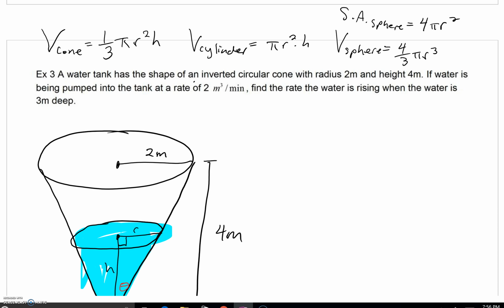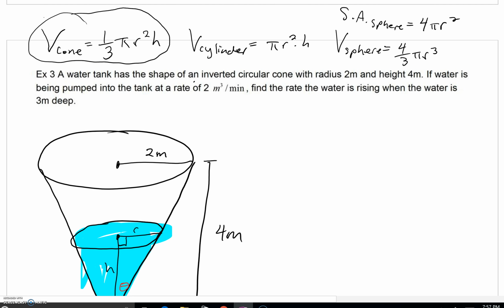For our final example in lesson 3.8, we're going to deal with a classic question, that being, of course, the inverted cone problem. You can see at the top of the screen, geometry definitely comes into play for some of these related rate problems. You're going to need to know the volume of a cone. We've got that right up here.